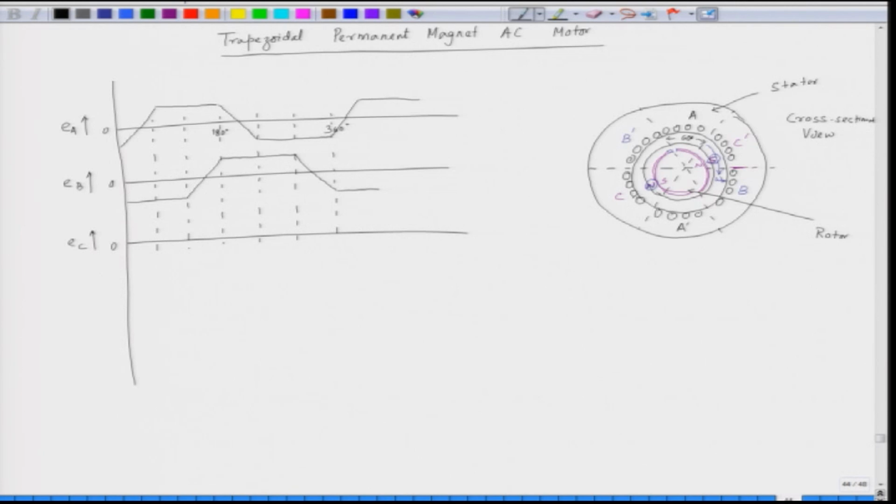Phase C is shifted from phase B by again 120. So, for phase C the positive will be starting from this point, and if we plot the waveform, it will be somewhat like this. So, phase C is also a trapezoidal signal which is spread over a 120-degree interval. So, these are the induced EMFs of phase A, phase B and phase C.